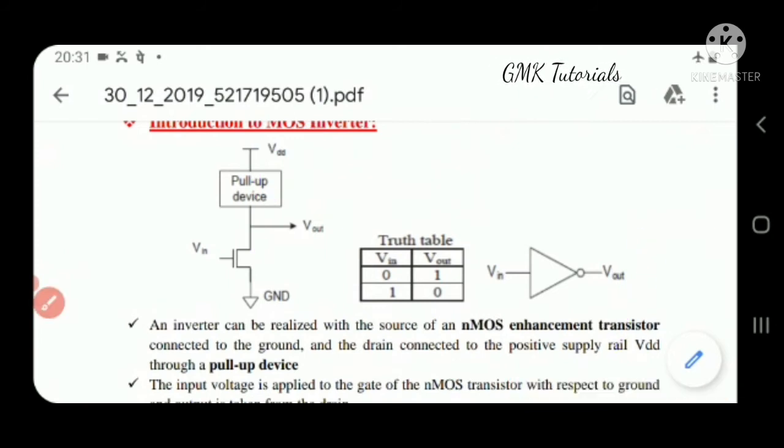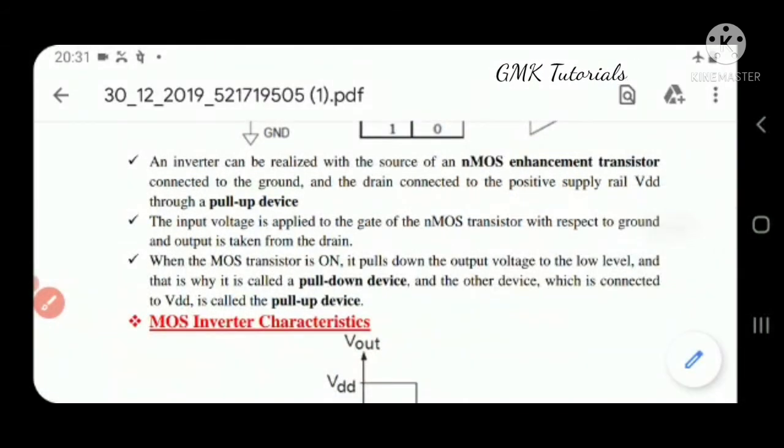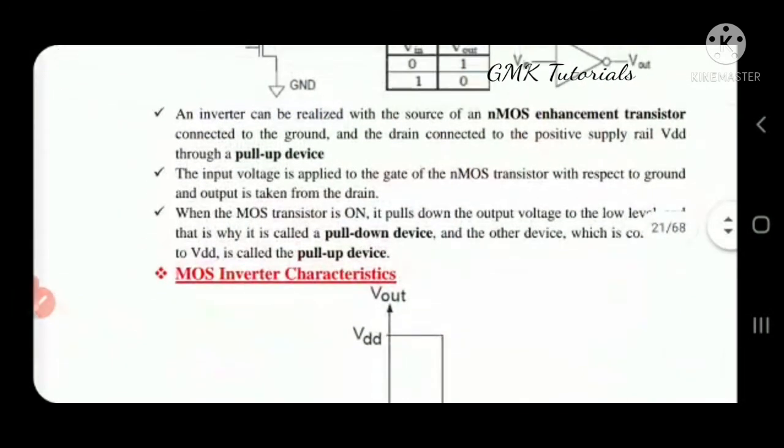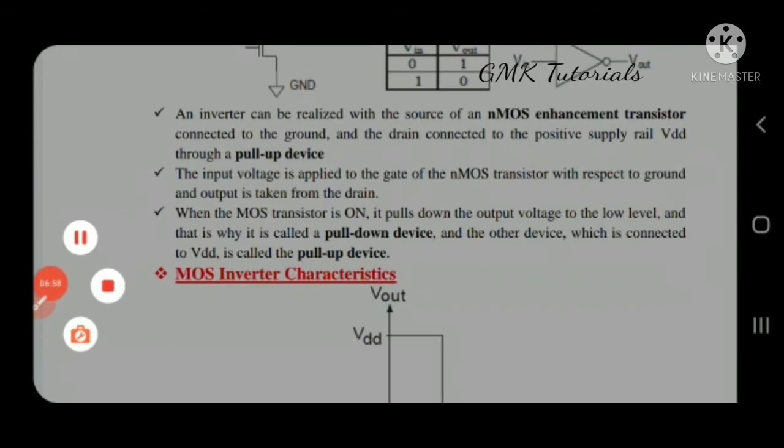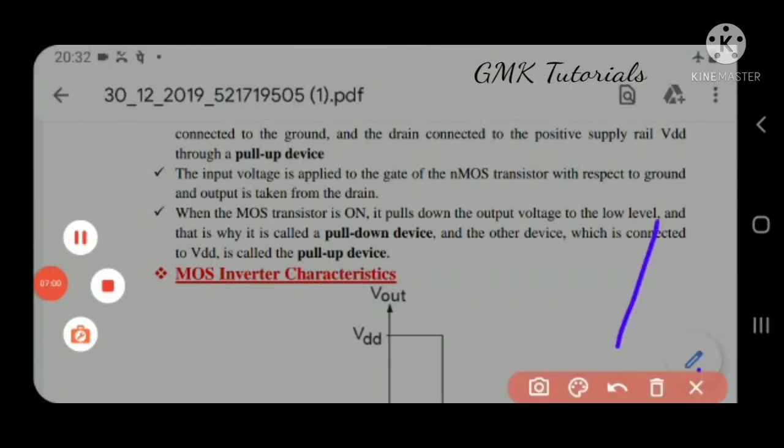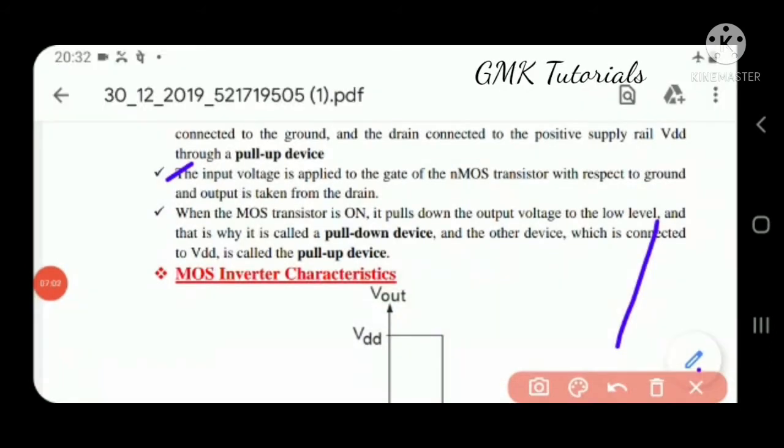Now, the second point: here the input voltage is applied to the gate of the NMOS transistor with respect to the ground, and the output is taken from the drain. So in the case of the pull down transistor, we apply the input value to the gate of the NMOS transistor, and we take the output from the drain of the NMOS transistor.